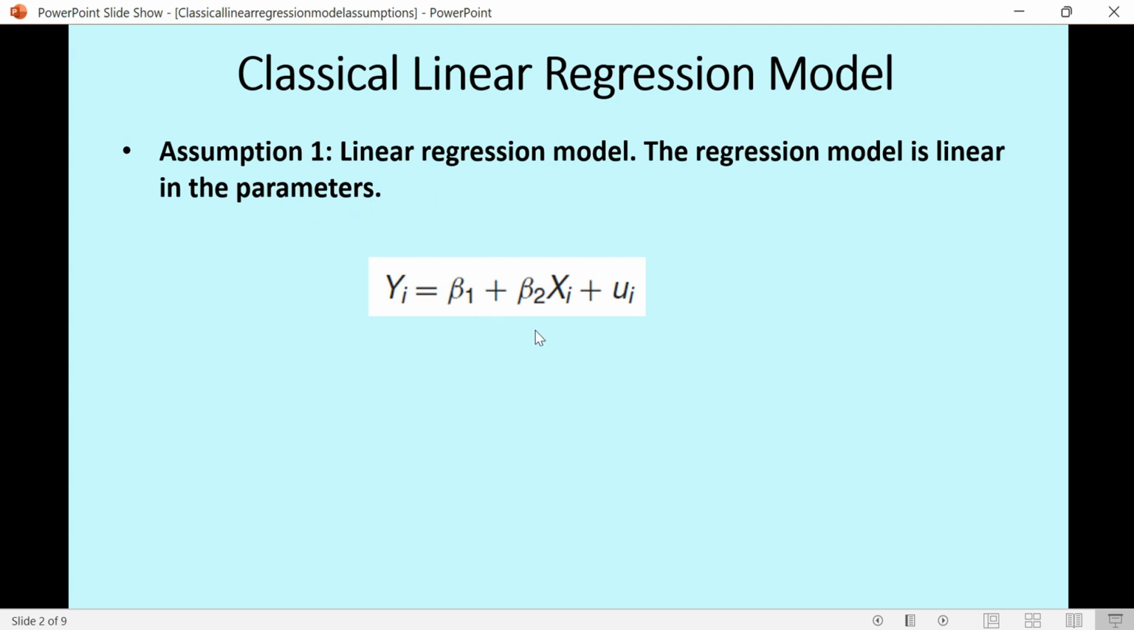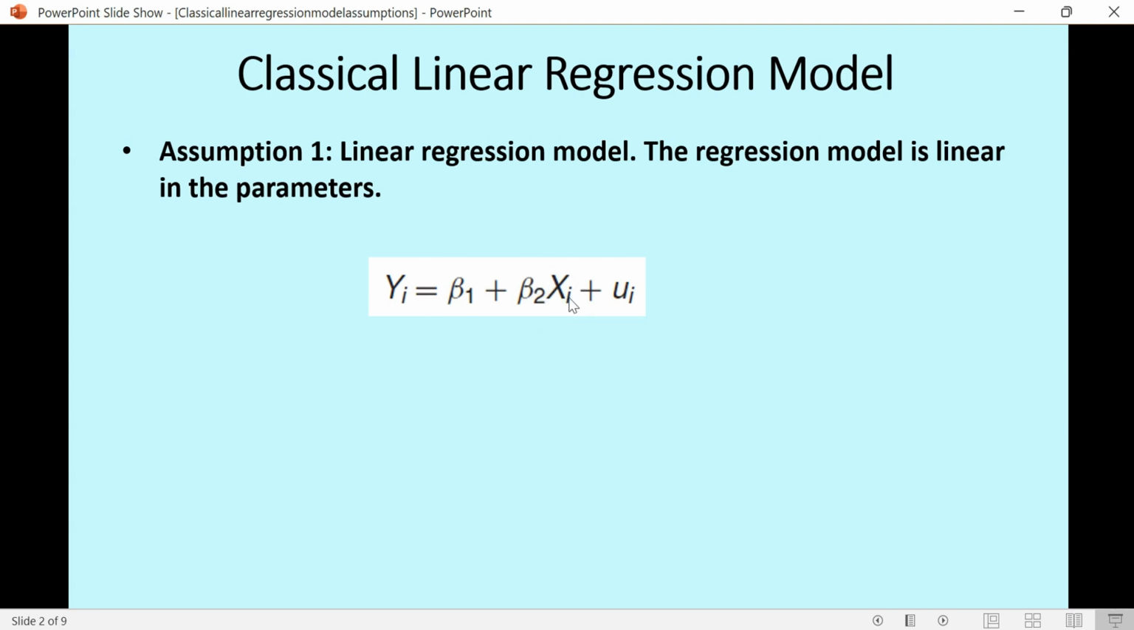So here beta 1 and beta 2 in the model are of linear type. Which means, for example, if beta 2 is divided by xi, then beta 2 is not linear. And if beta 2 is on the power of xi, it's also not a linear type. Here beta 2 is linear because it is beta 2 times xi. So a 1 unit increase in xi will get beta 2 units of yi, right? This is a linear type of parameter.